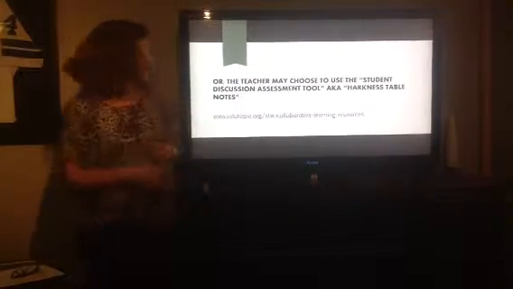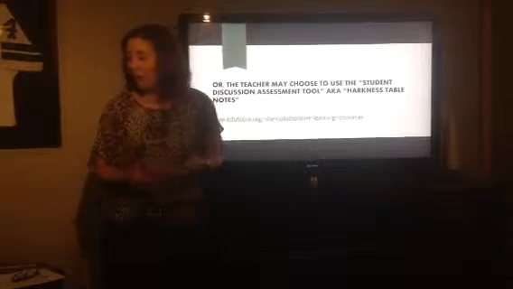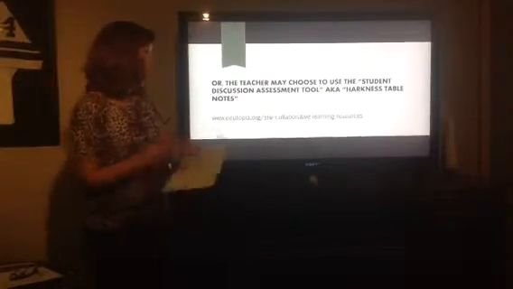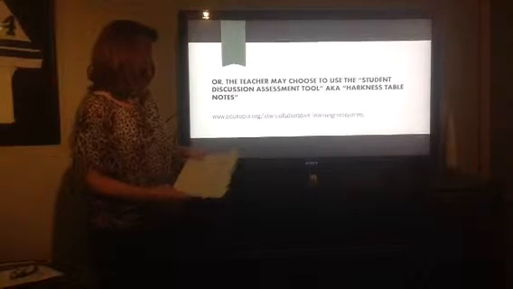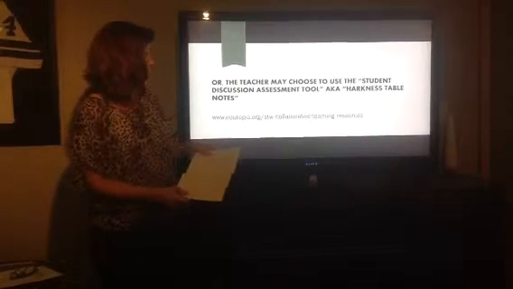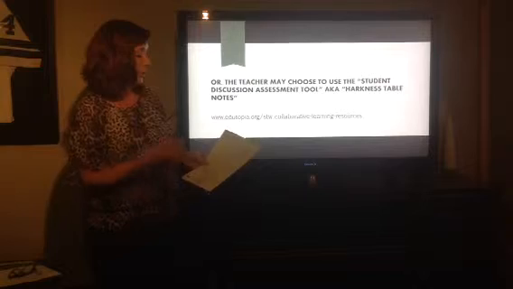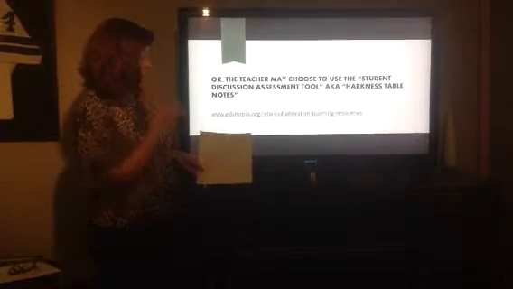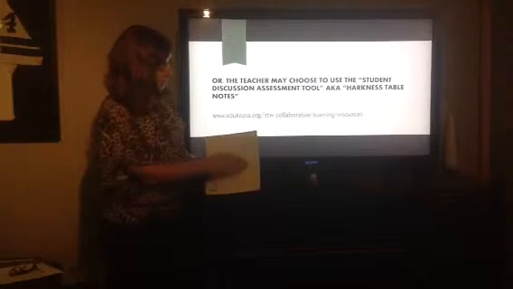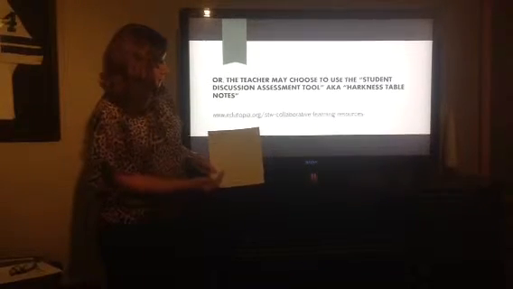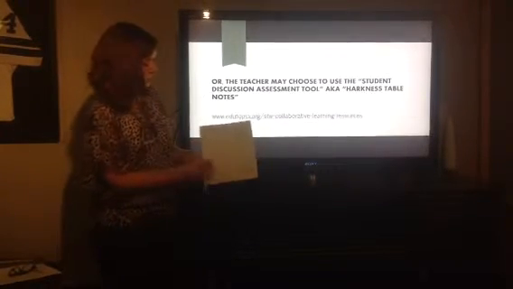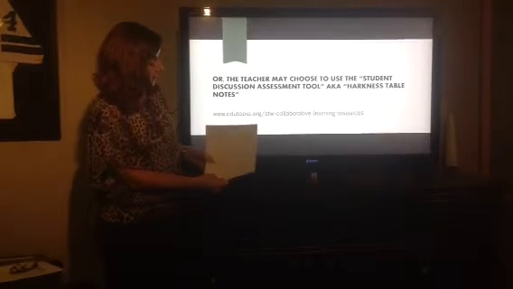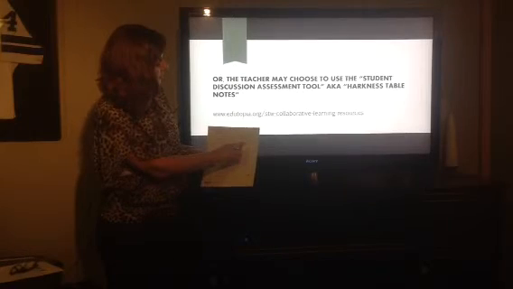So, all good things. If you don't want to have a student facilitator track the discussion, a really great tool that the teacher can use is the student discussion assessment tool, also known as the Harkness table notes. This would be a classic representation of the Harkness table notes. You can see that this represents the table, and this is something that the teacher would complete. The teacher would put the names of the students all around the table, and up here you've got your key.